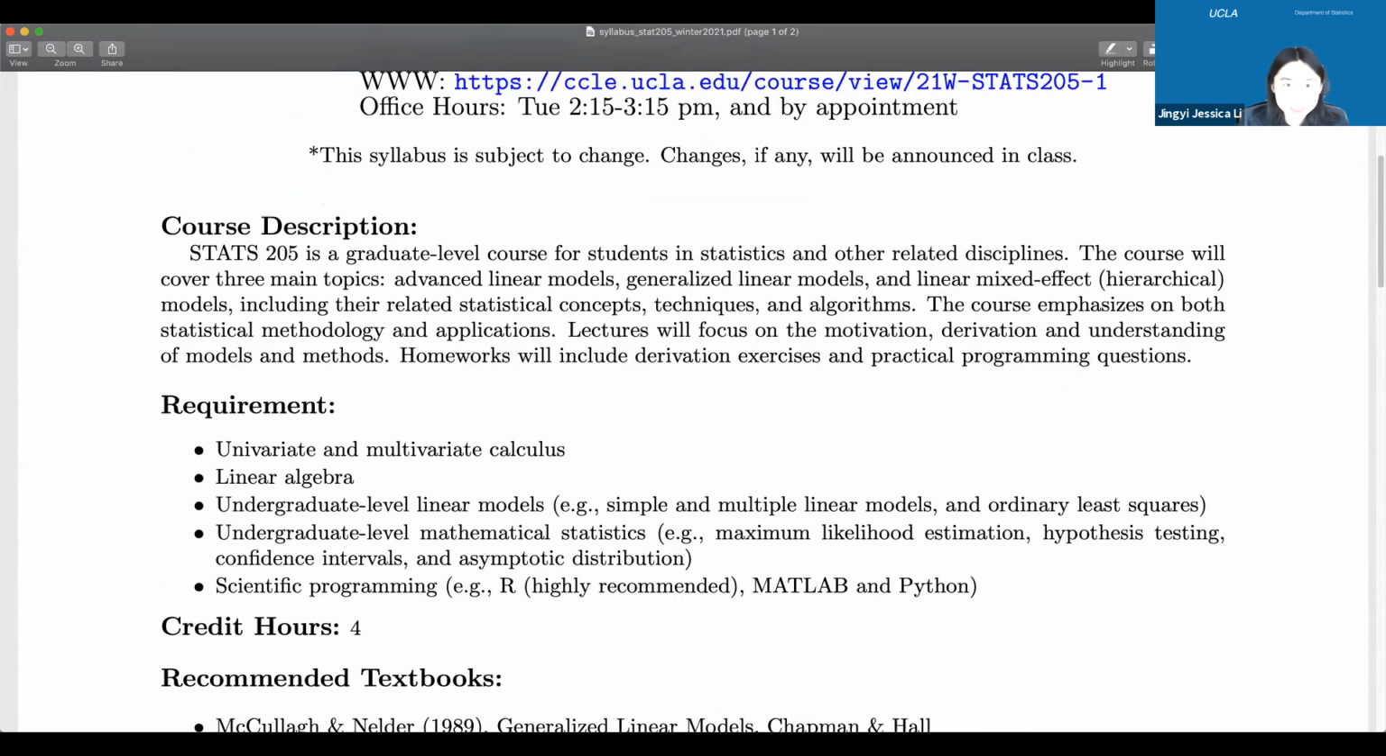The requirements for this class include univariate and multivariate calculus, linear algebra, and undergraduate level linear models. I will assume that you are already familiar with simple and multiple linear models and ordinary least squares. Also undergrad level mathematical statistics, including maximum likelihood estimation, hypothesis testing, confidence intervals, and asymptotic distribution. Those things we actually cover here in our Stats 100B at UCLA. If this is something you want to make up, you may send me an email and I can refer you to my colleague, Nicholas Crystal. I know he posted his lectures last quarter, so you may watch his videos to make up those concepts. For example, we'll be directly using the t-test based on the definition of the t-distribution.